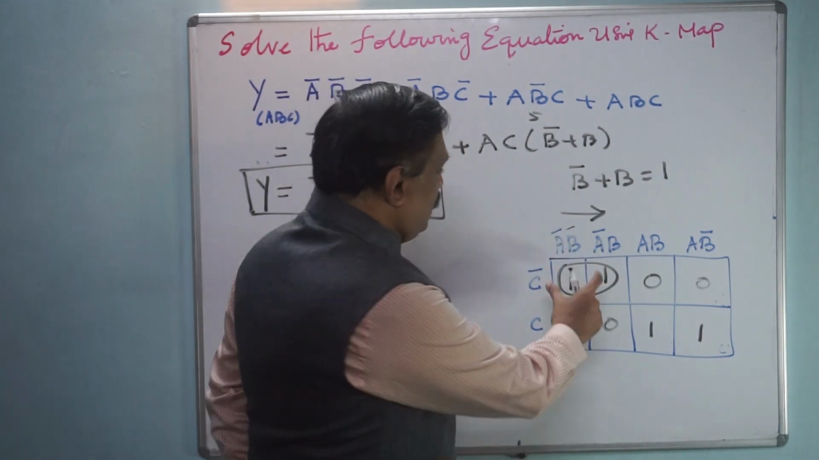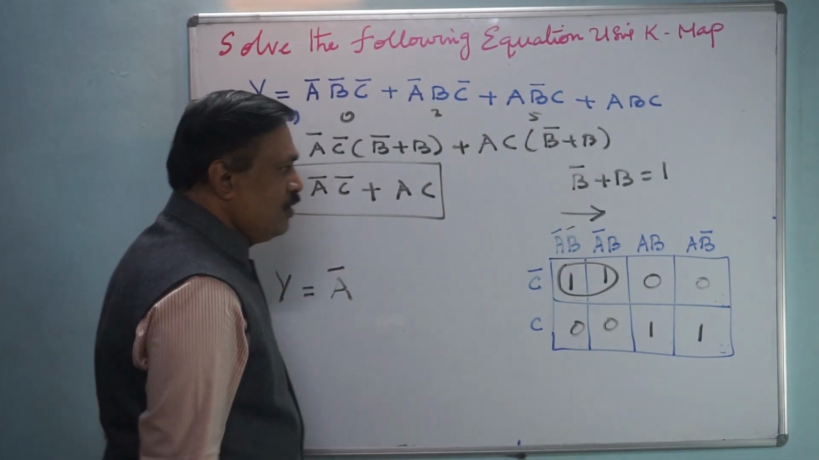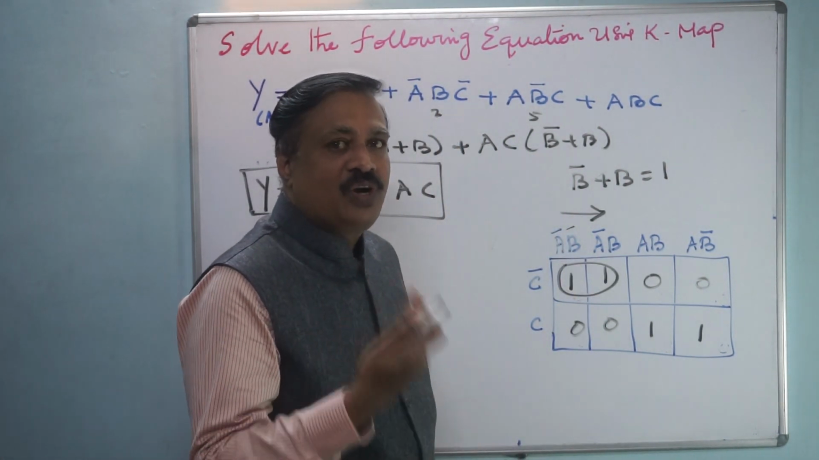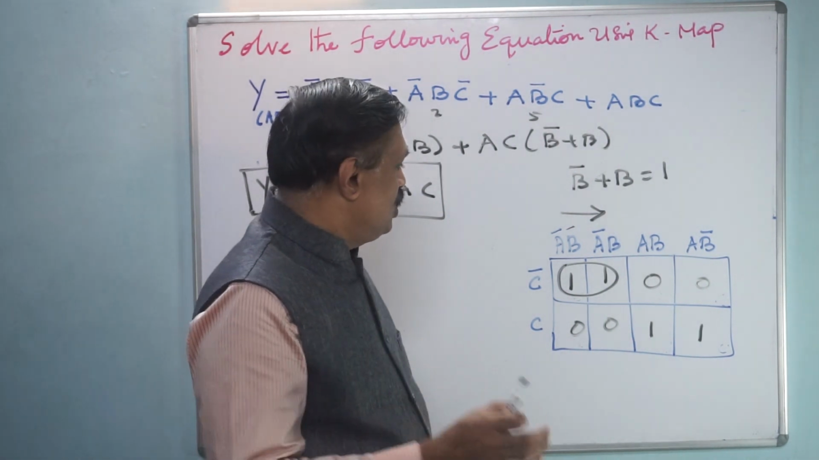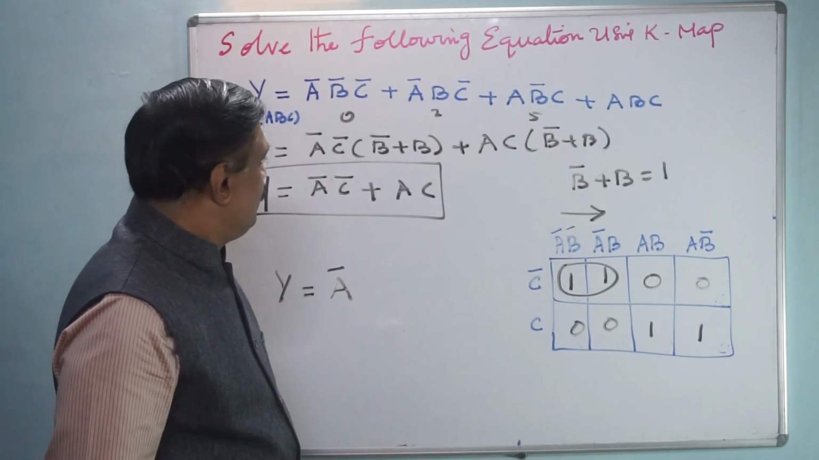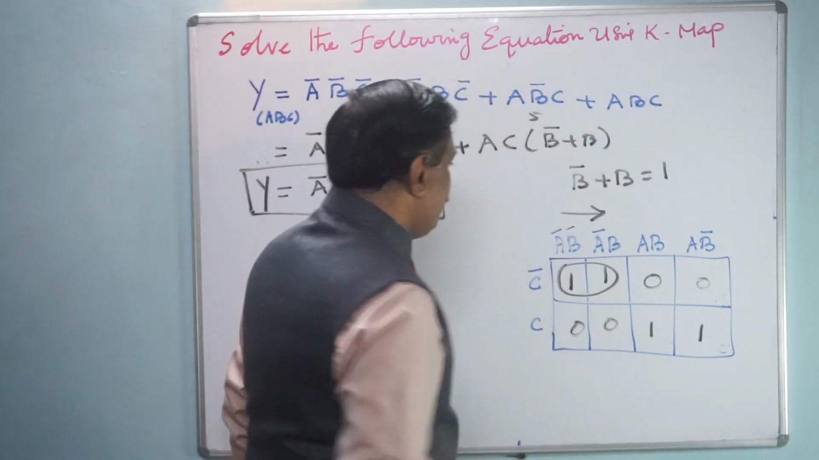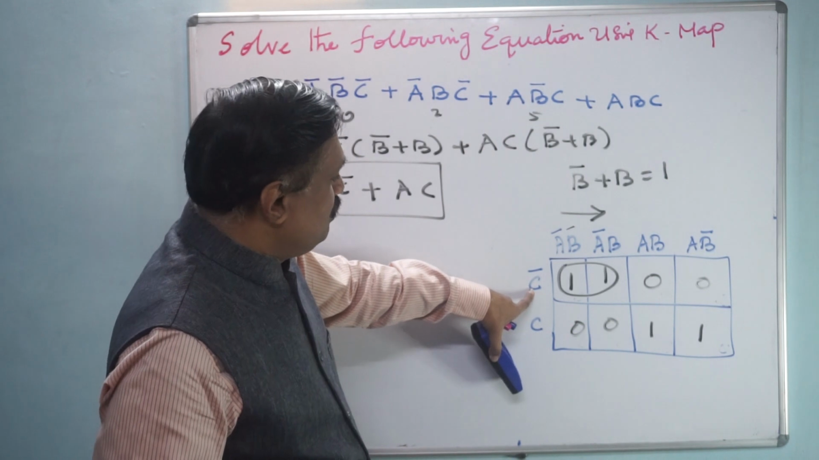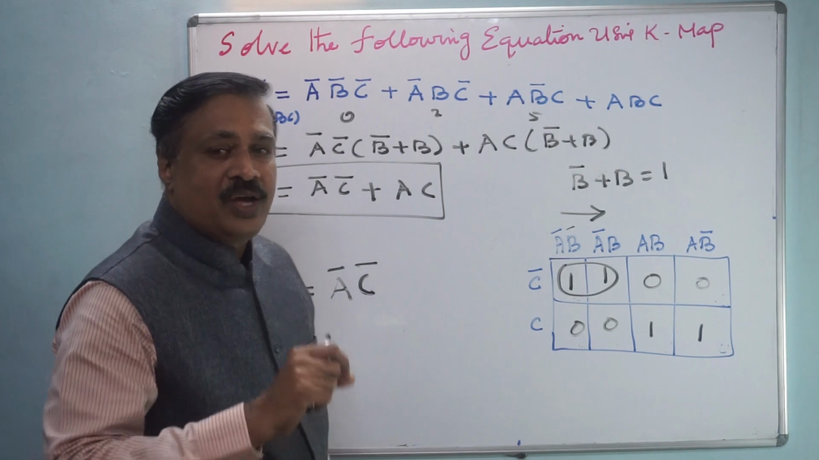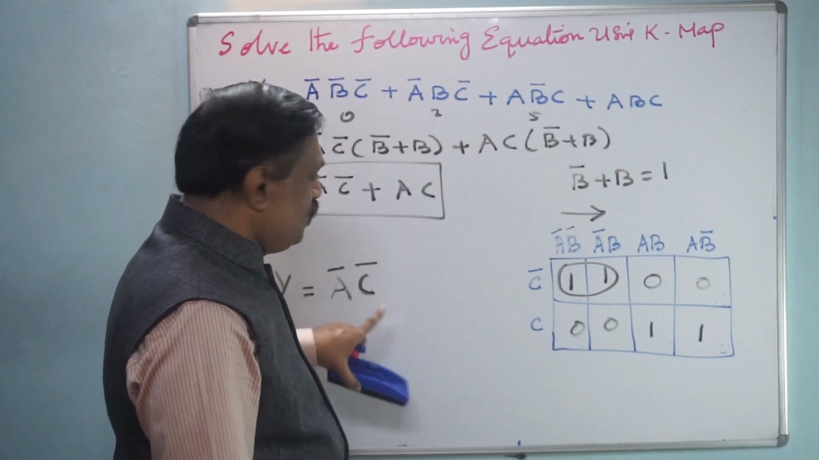Okay, now for this, A bar is common, therefore you write A bar. And B bar is changing to B, therefore it is varying, so we should not take it, we have to eliminate it. And C bar is common to both, therefore you have to write C bar. If it is common, you have to write it. If it is varying, you should eliminate it.